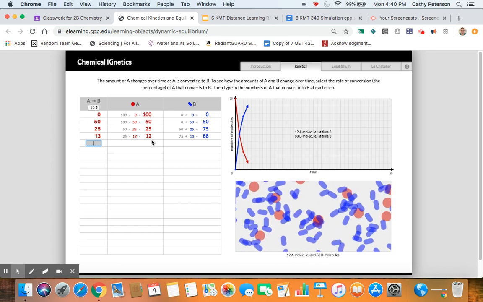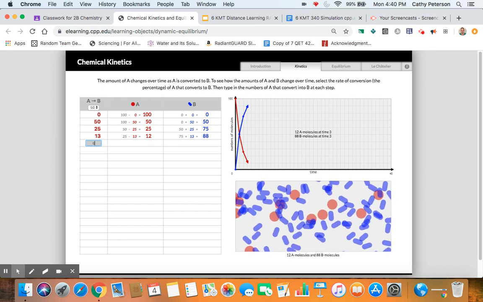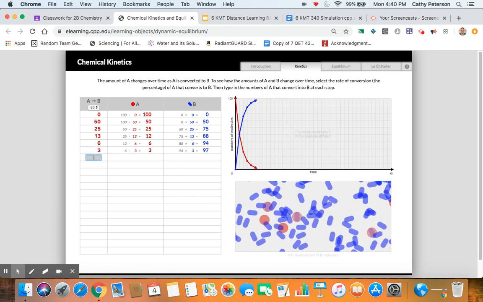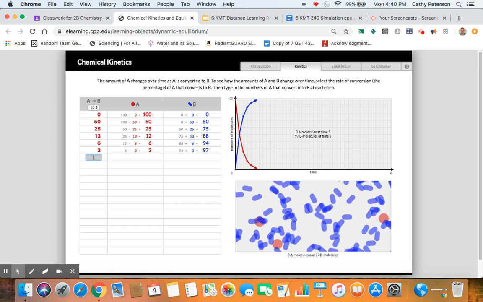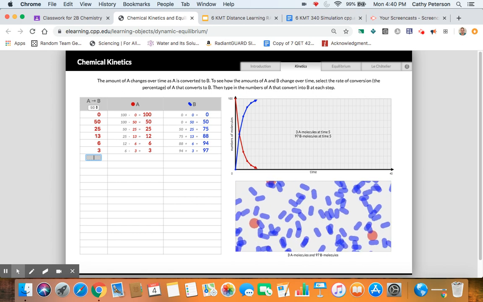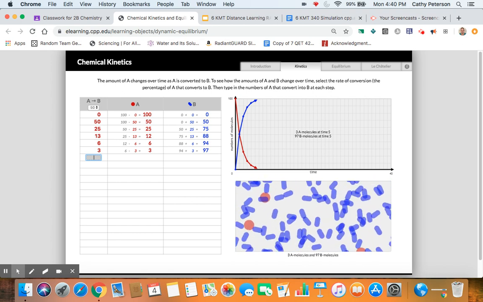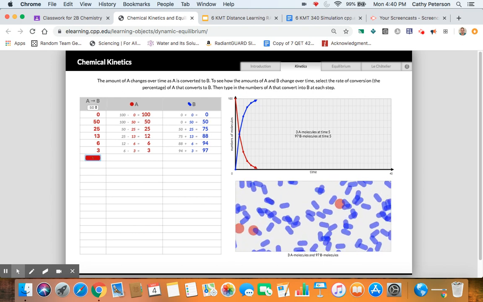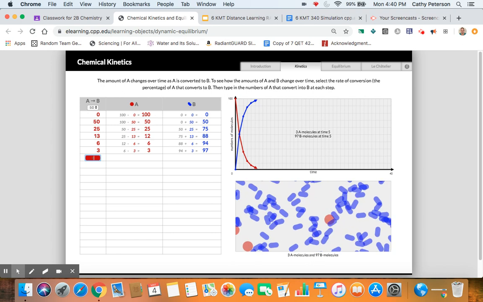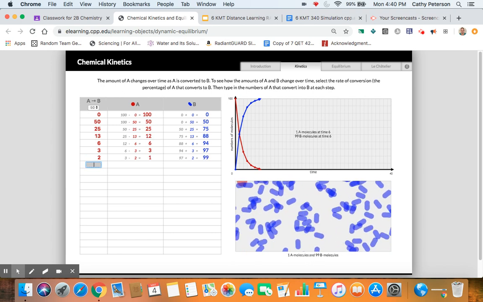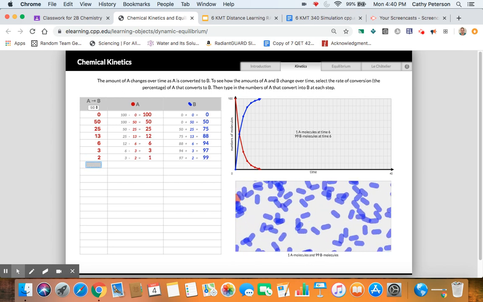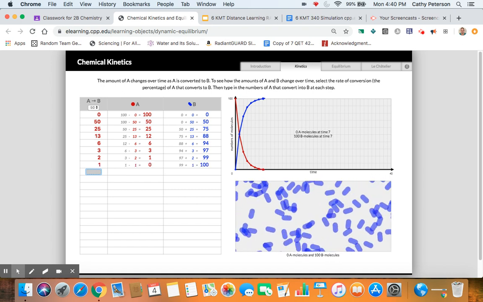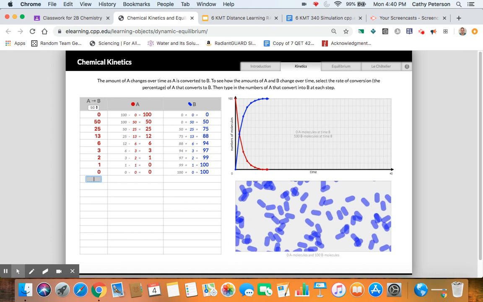So 50% of 12 is 6, and 50% of 6 is 3, and 50% of 3 is 1.5. I can't enter 1.5, so I'm going to round it. Sometimes I try to round to 1, it doesn't like it, so I'm going to try to round to 2. There it is. 50% of 1. This time let me put in the 1. 50% of 0 is 0.